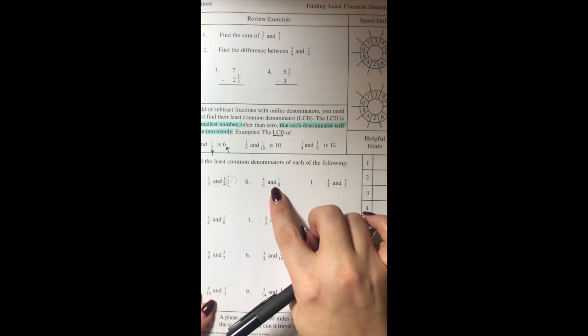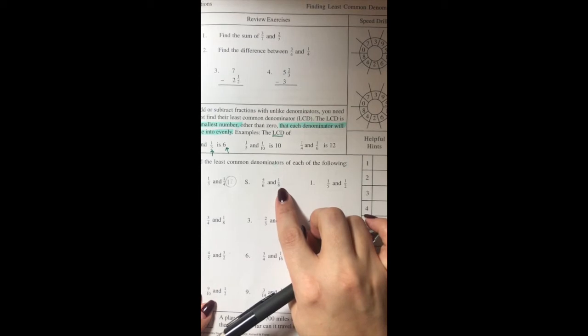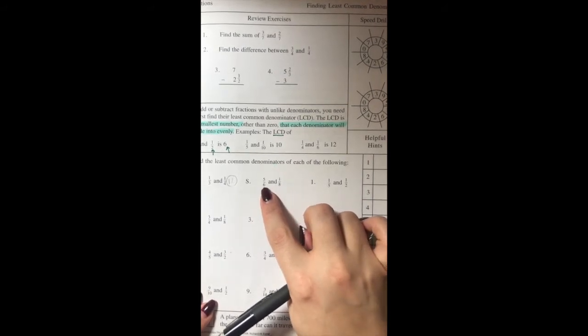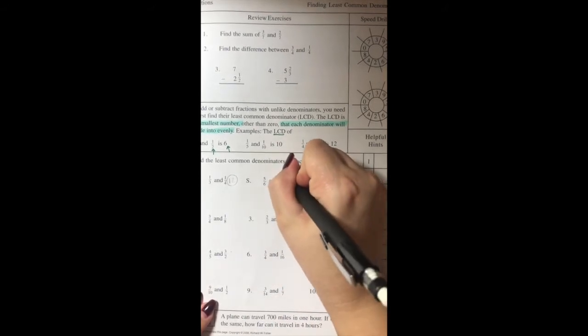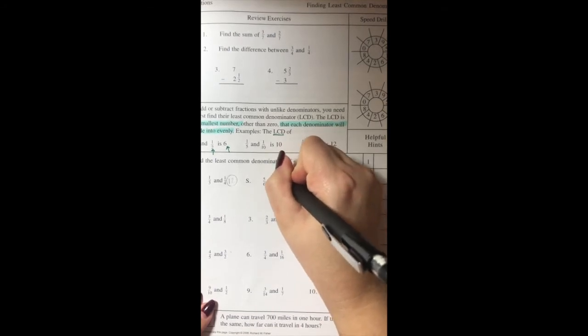15, no. 16, 8 fits into 16, but not 6. 17, 18, 19, 20, 21, 22, 23, 24. Both 6 and 8 fit evenly into 24. It is the smallest number that both numbers fit into evenly.